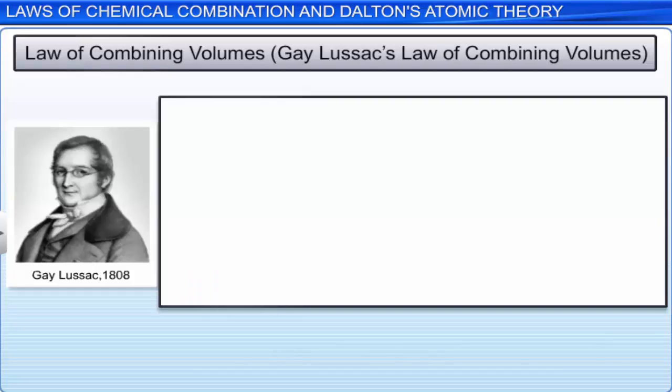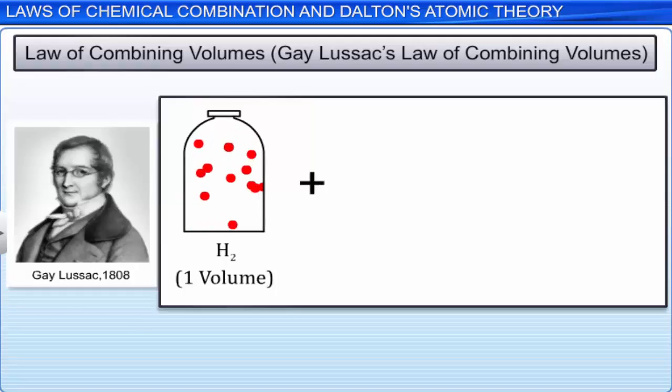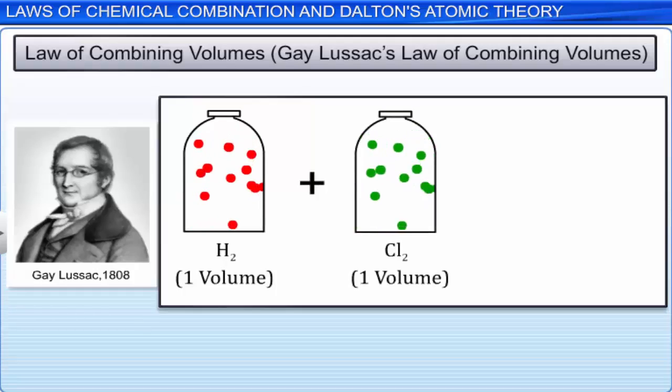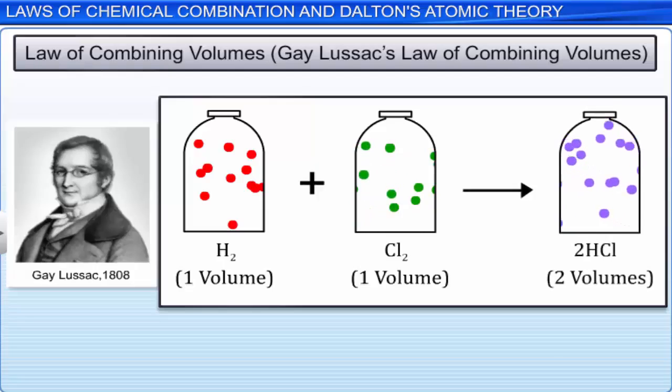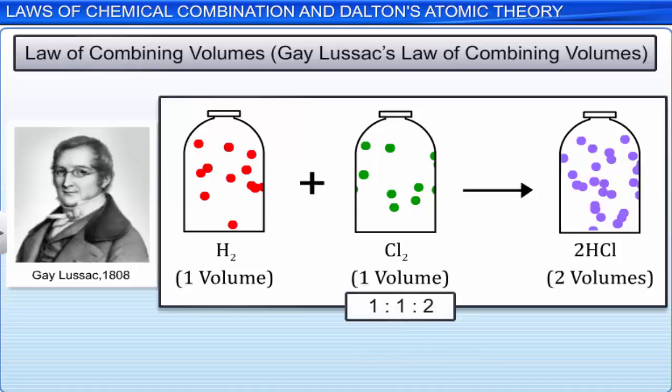For example, when one volume of hydrogen reacts with one volume of chlorine, the result is always 2 volumes of hydrogen chloride. Thus, the ratio of volumes of reactants and products of this reaction is simple.